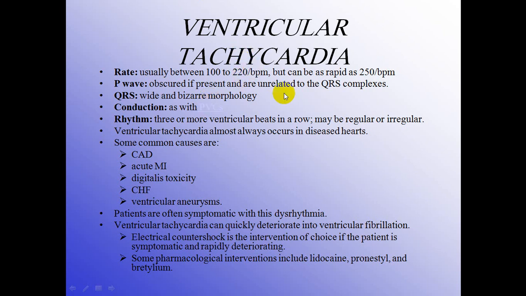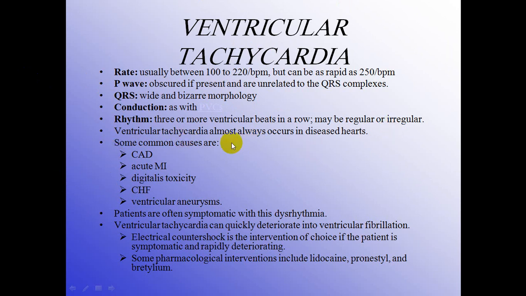Sometimes the impulse passes retrogradely through the AV node to the atrium and stimulates it. The P-wave may be buried in the QRS complex. The QRS complex has a wide and bizarre morphology. For conduction and rhythm, three or more ventricular beats in a row is called non-sustained VT, and it may be regular or irregular, usually irregular.